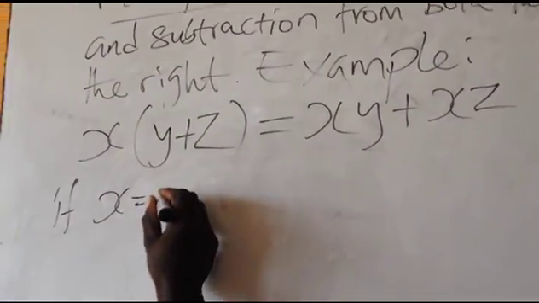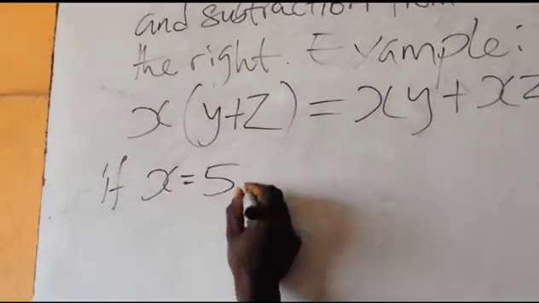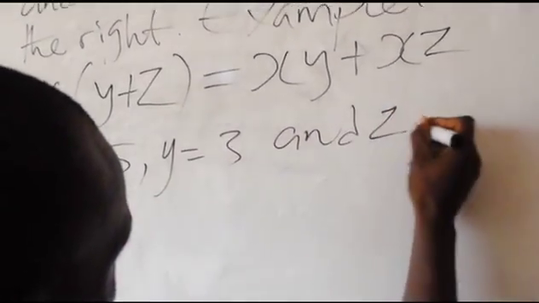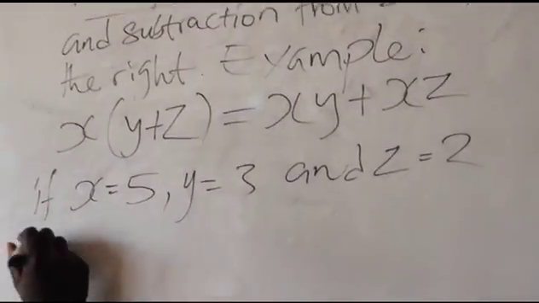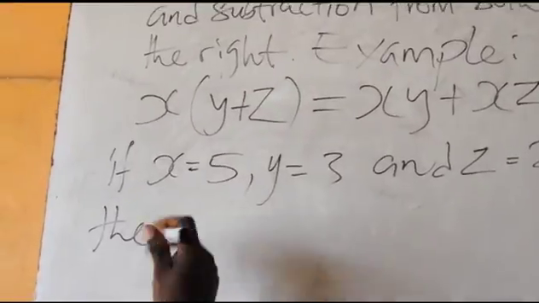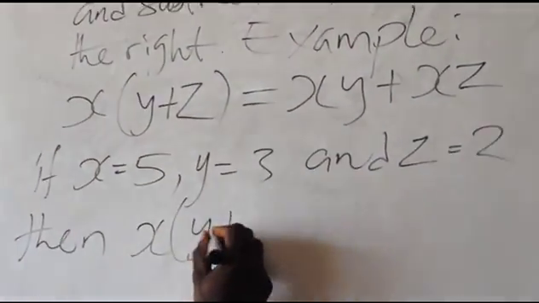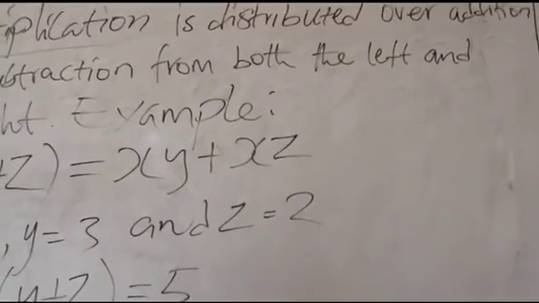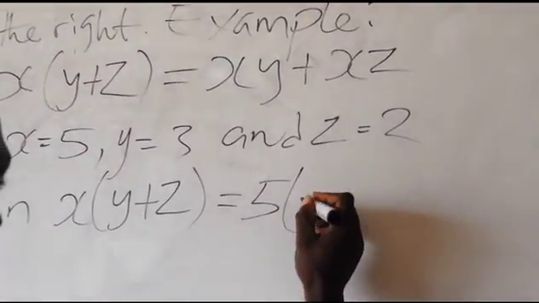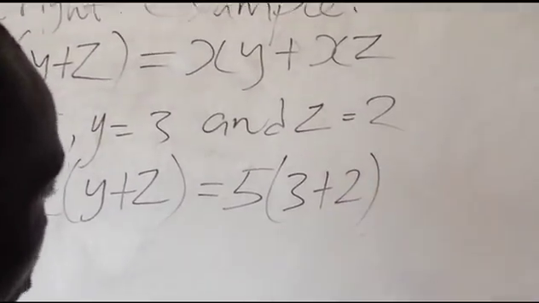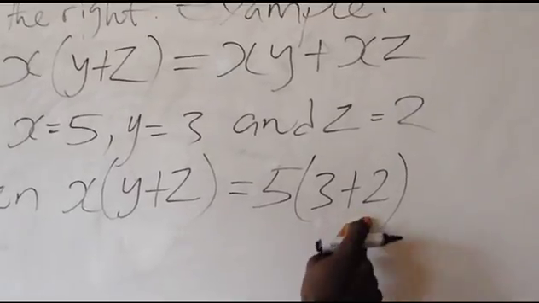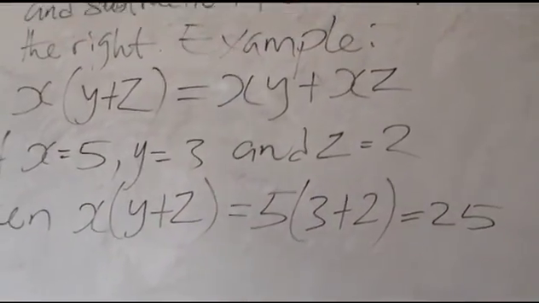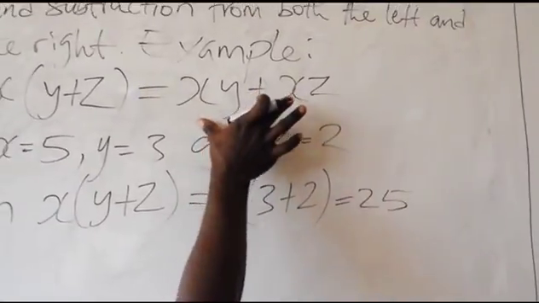If x is equal to 5, y is equal to 3, and z is equal to 2, then x times (y plus z) in brackets will be equal to 5 times (3 plus 2) in brackets. And we know that 3 plus 2 is 5. 5 times 5 is equal to 25. So let's see if it will be equal to this now.